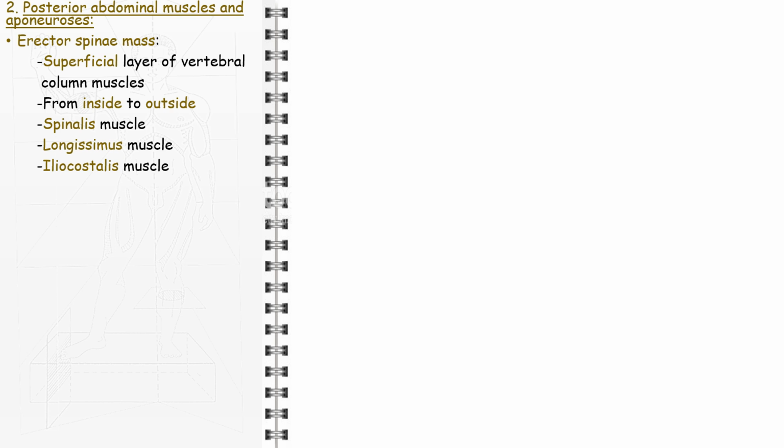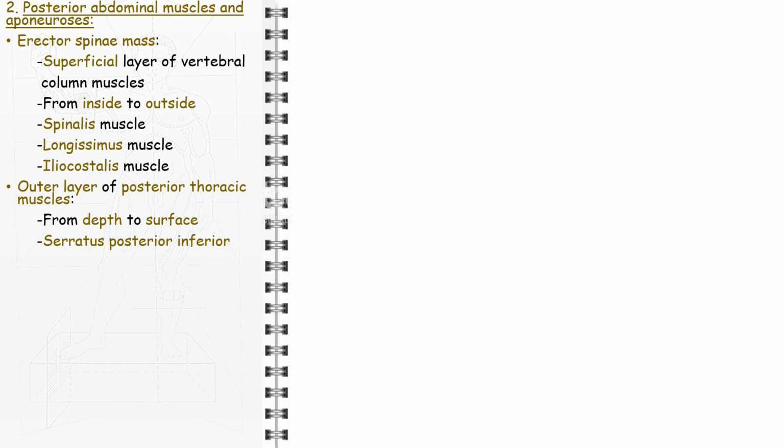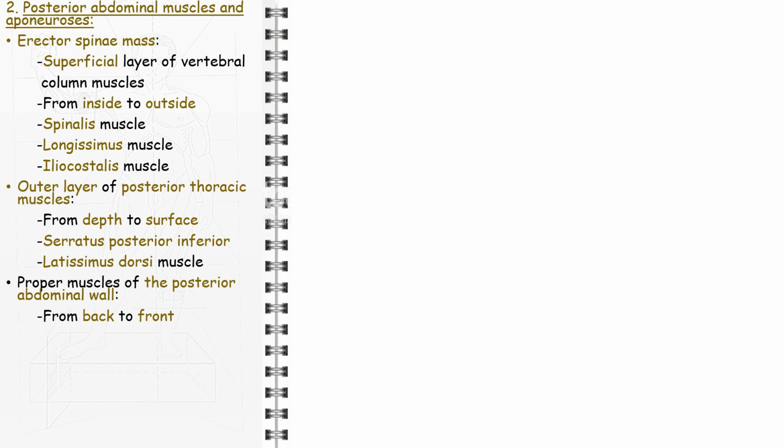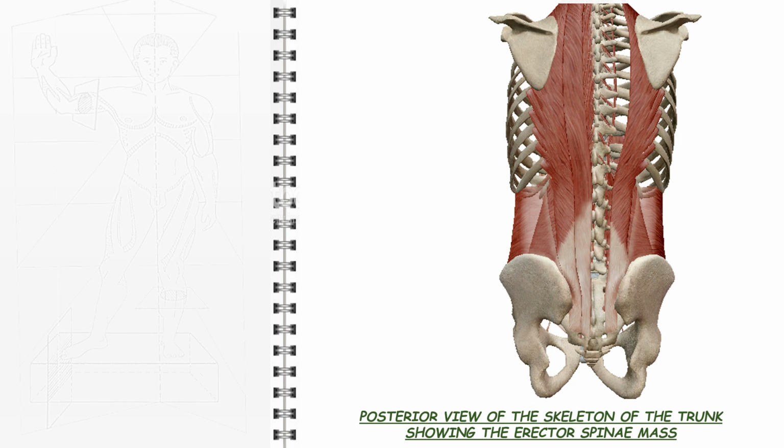The outer layer of posterior thoracic muscles consists of, from depth to surface, serratus posterior inferior and latissimus dorsi muscle. The proper muscles of the posterior abdominal wall are, from back to front, quadratus lumborum muscle, psoas major muscle and iliacus muscle. The skin and superficial subcutaneous tissue have variable thickness. Now let's enumerate and take a closer look at the insertions and actions of the posterior abdominal muscles.